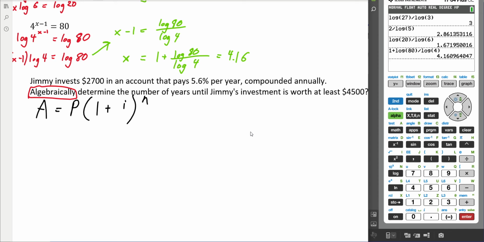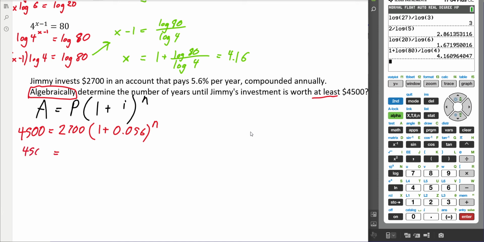So let's put in the numbers that we know first. The amount we want at the end is 4,500. The principal, that means the starting amount, is 2,700. And we have 1 plus the interest rate, which is 0.056. And it's compounded annually, so that just tells us it's 1n, or just n. Okay, so how many years until it is worth at least 4,500? At least is an important word, so we're just going to notice that. And let's rearrange this and simplify it a little bit.